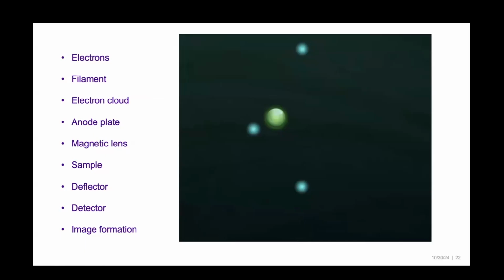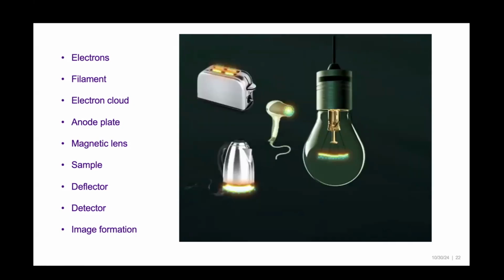These are the few things that are actually important in a scanning electron microscope. The first one is electron, then filament, electron cloud, anode plate, magnetic lens, sample, deflector, detector, image formation. You have done this already now. But now we can go and look at electrons. They're always there and they're moving around the nucleus.